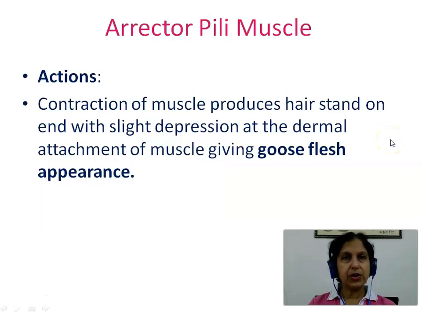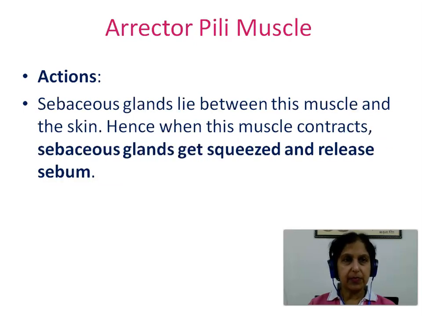The actions of the Arrector Pili muscle. Contraction of the muscle produces hair stand on end with slight depression at the dermal attachment of the muscle, giving goose flesh appearance. Sebaceous glands lie between this muscle and the skin surface. Hence, when this muscle contracts, sebaceous glands get squeezed and release the sebum into the hair follicle.